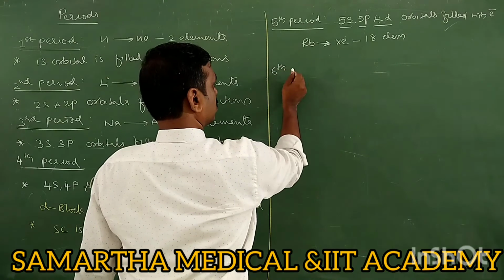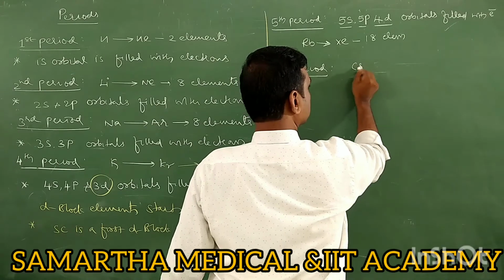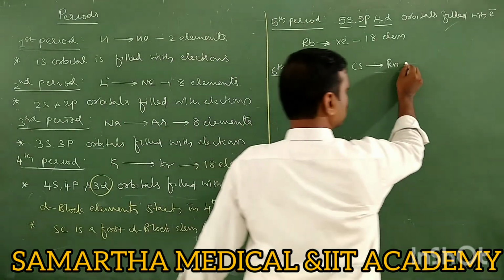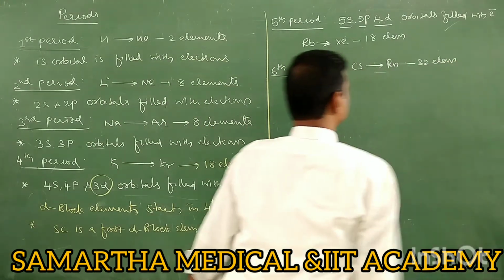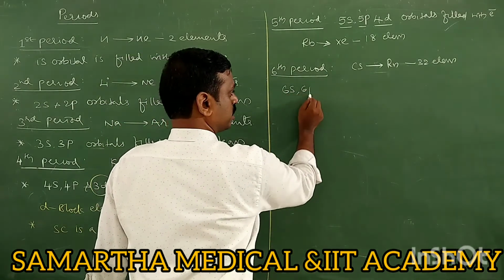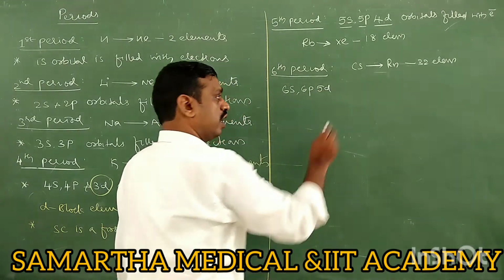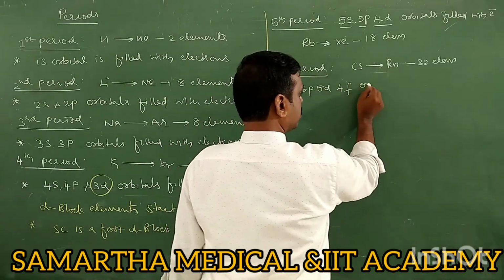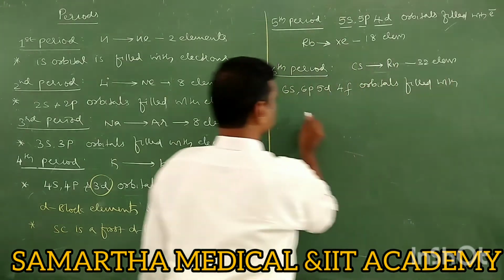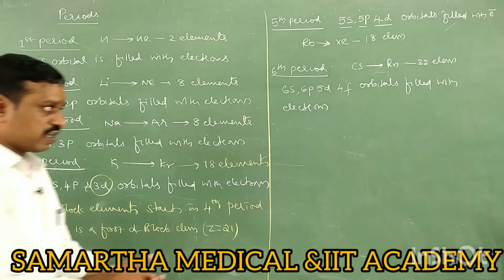Next, the sixth period. It starts with cesium and ends with radon, after xenon. How many elements in total? Here there are 32 elements. Electrons enter 6s, 6p. If you want to write d, it should be one less, so 5d, and 4f. These orbitals are filled with electrons.